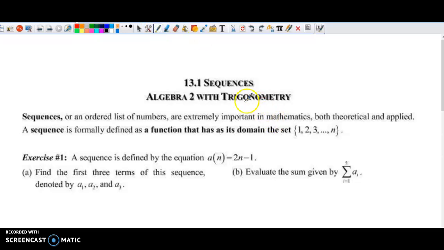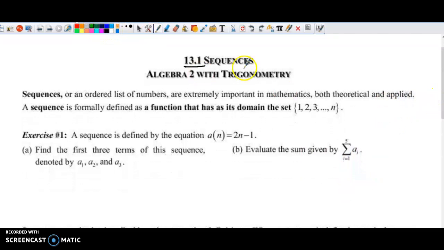So now that we have summation notation under our belt, we can attack problems like this. But before we get to these problems, we have to learn this thing that's called sequences. And the deal with sequences is that we put integers into an equation. When I say integers, I'm talking about whole numbers starting at 1.